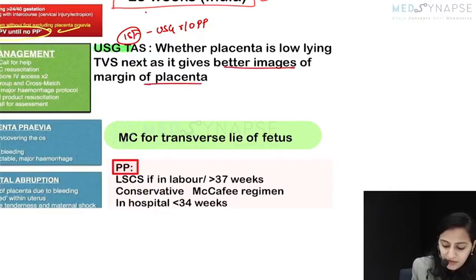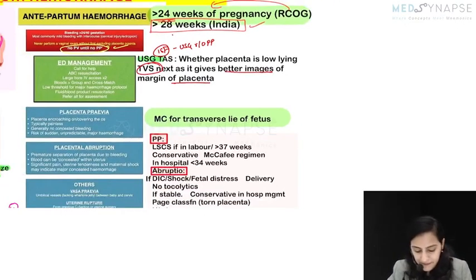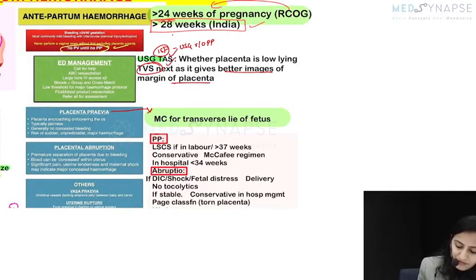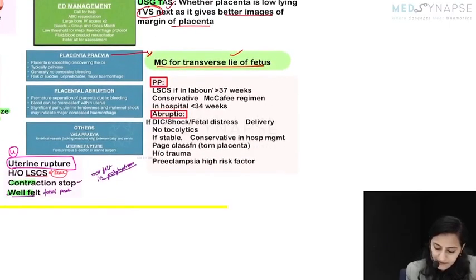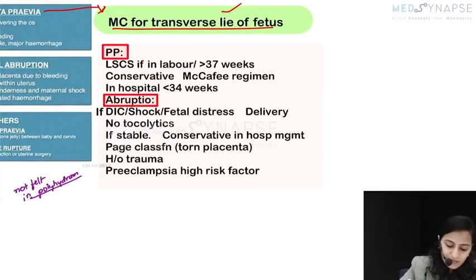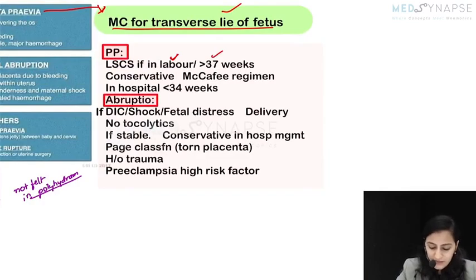Placenta can be better seen on TVS. So first is transabdominal, then is transvaginal. Placenta previa, remember, is the most common cause for transverse lie of fetus. How do you manage placenta previa? LSCS, if the female is in labor or gestation is more than 37 weeks. But if it is less than 34 weeks, conservative management करना पड़ेगा.